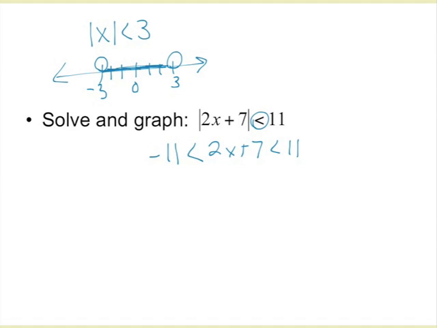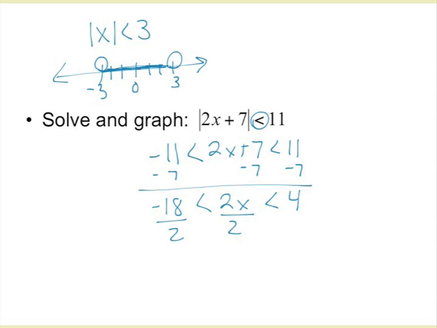We then solve this. Yesterday we learned how to solve these between our and statements. I'm going to begin by subtracting 7 from all 3 parts of the inequality. So that gives me negative 18, 2x, and 4. And then I'm going to divide all parts by 2. Gives me negative 9, x, and 2.